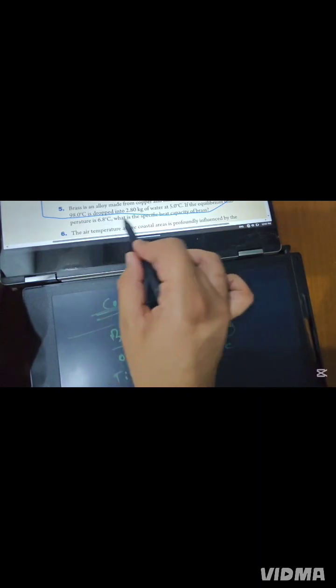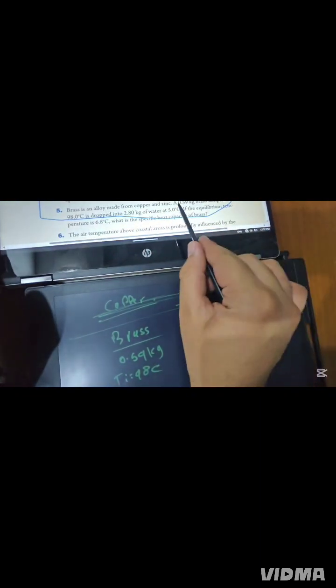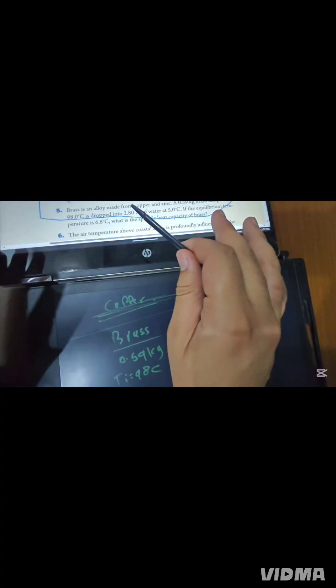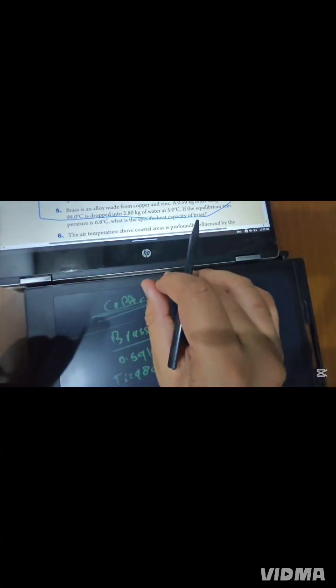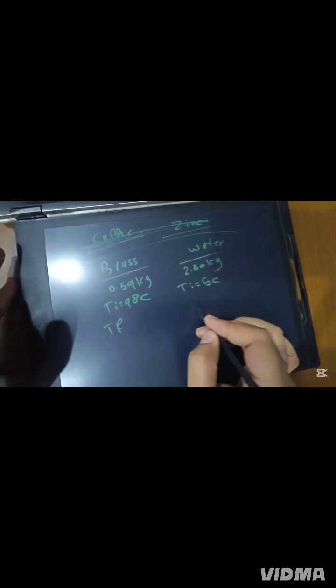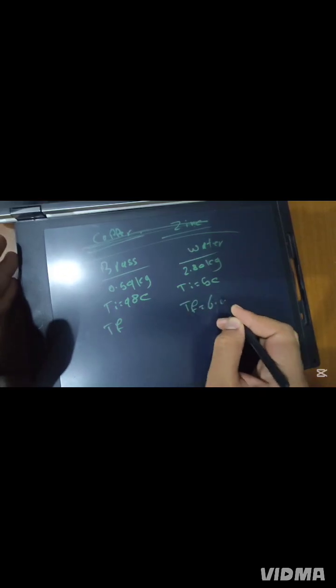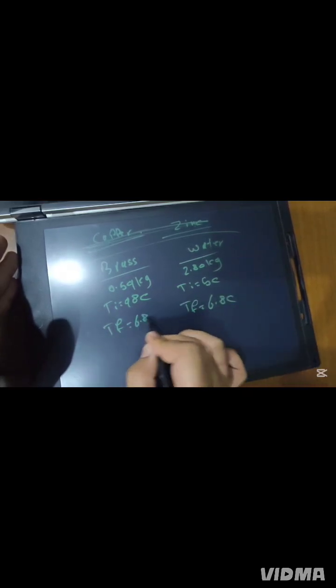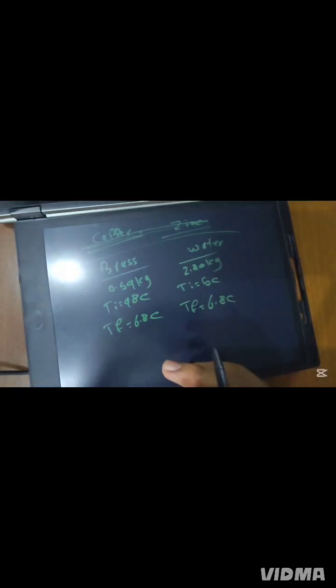If the equilibrium temperature is 6.8. The equilibrium temperature means final temperature, Tf. Because, as I told you, this final temperature must be the same for both of them. Tf for both of them is 6.8 Celsius, because the question said final temperature or equilibrium temperature. We have studied that it means the temperature for both of them must be the same. That's why we wrote down 6.8, 6.8.